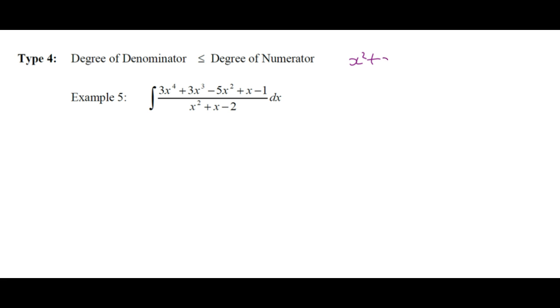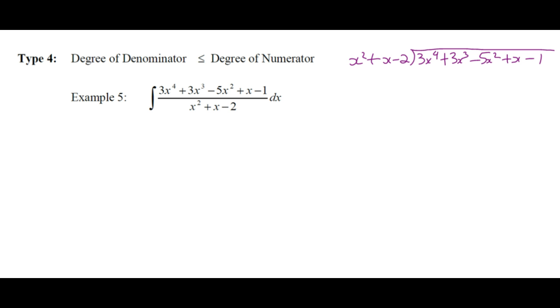So we got x squared plus x minus 2 dividing into 3x to the 4th plus 3x cubed minus 5x squared plus x minus 1. And remember, when you're doing long division, if there was no cubed in that 3x to the 4th, then I would write plus 0x cubed. Right? Because when we decide how many times does x squared go into 3x to the 4th?